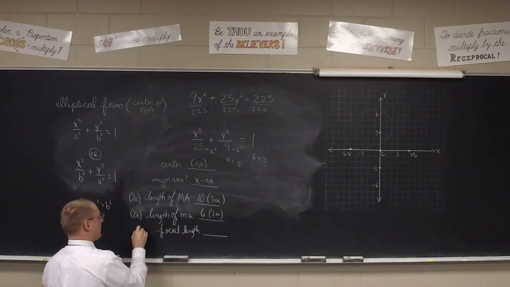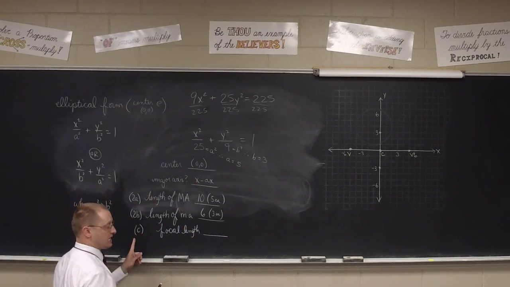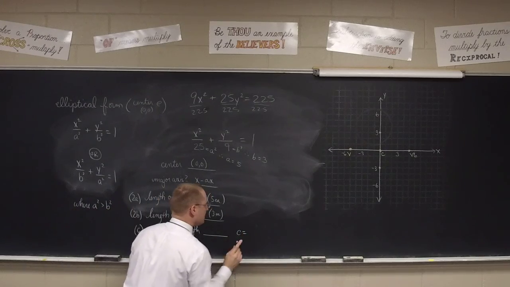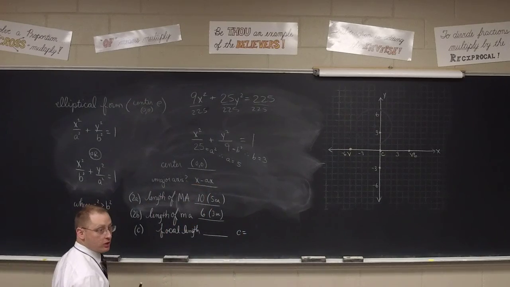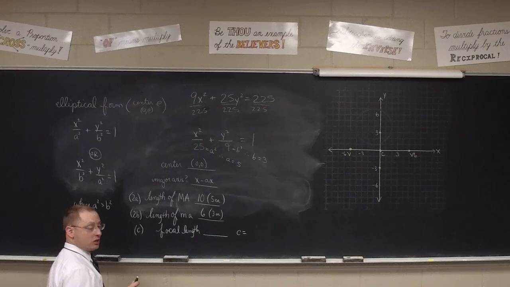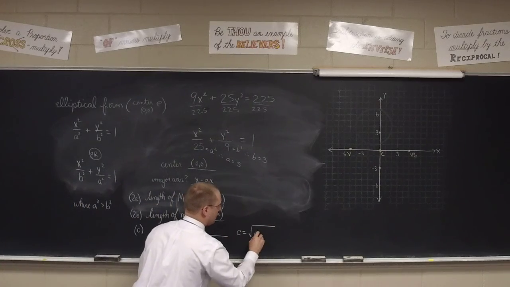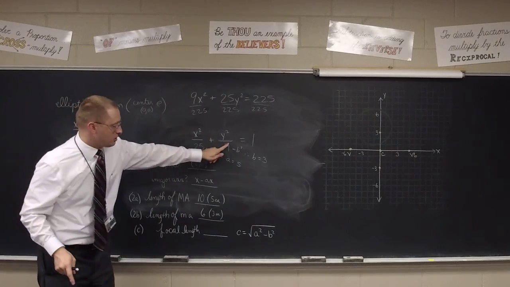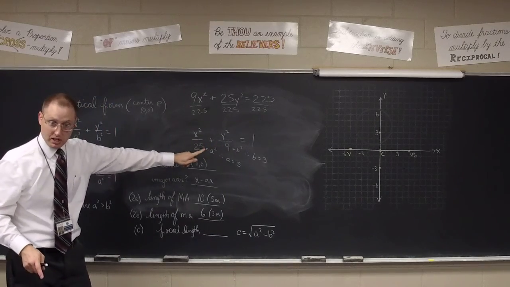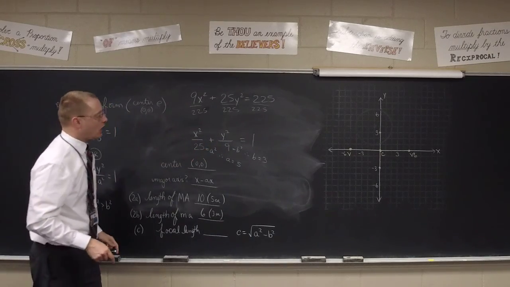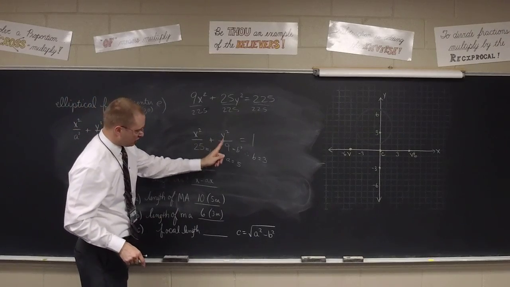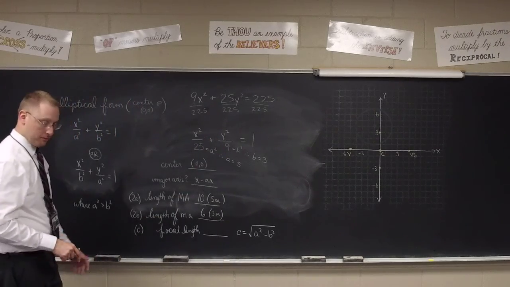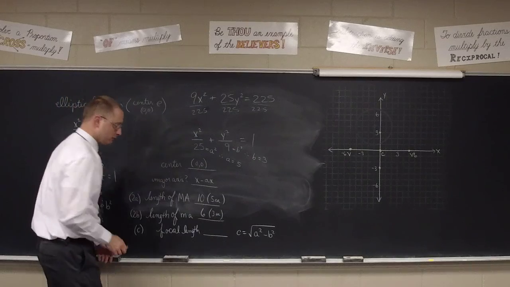And you recall focal length is represented by the letter C. But from your notes, C is equal to the square root of a squared minus b squared. So remember, the numbers you see pictured are the a squared and b squared, right? Once you get your denominators, we're going to take bigger number minus smaller number equals, and then take the square root, 4.